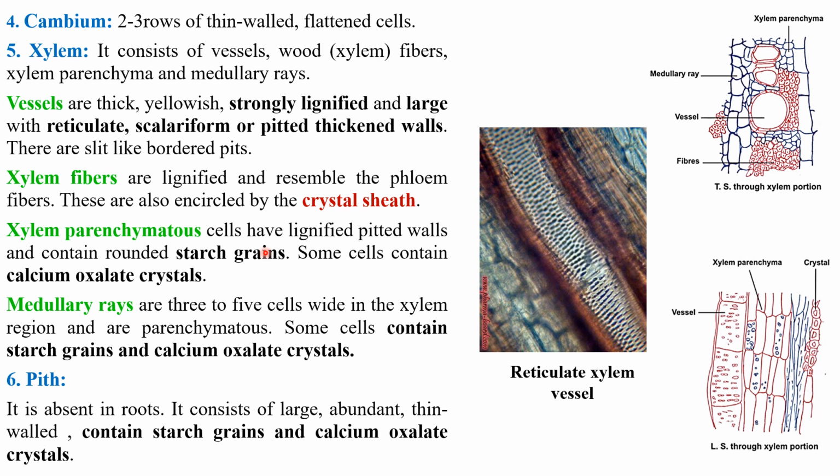the bordered pits. Also, the xylem fibers present are the same in structure as the phloem fibers, and also constitute what is known as crystal sheath. Xylem parenchyma also contains starch grains and calcium oxalate crystals. The starch grains and calcium oxalate crystals, as you can see from all the layers, are present in the parenchyma in the whole transverse section, either in cortex, phloem, xylem, and even in the parenchyma of pith.